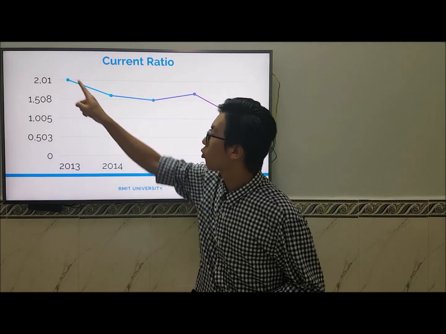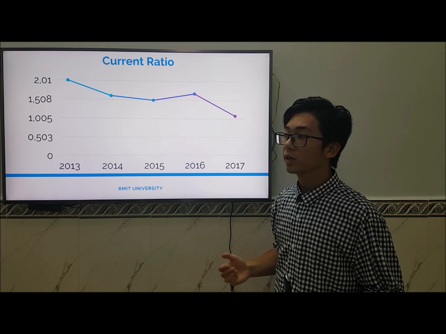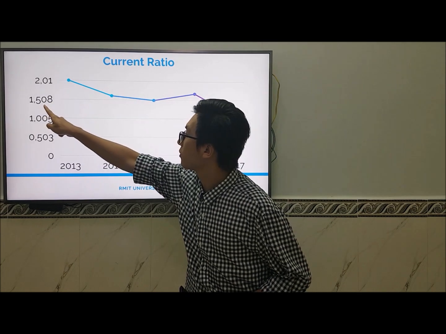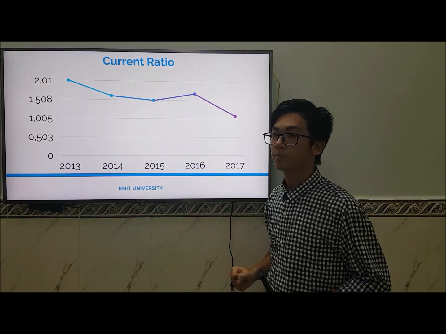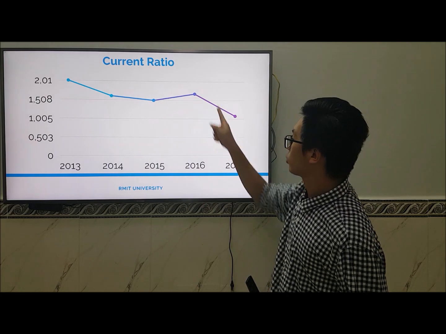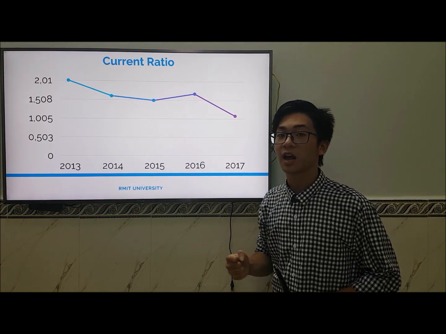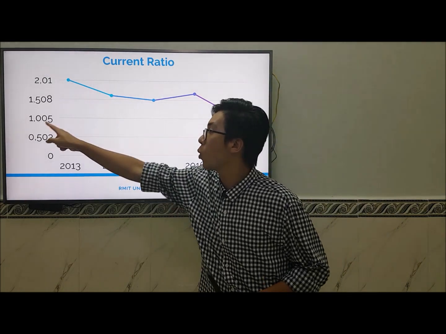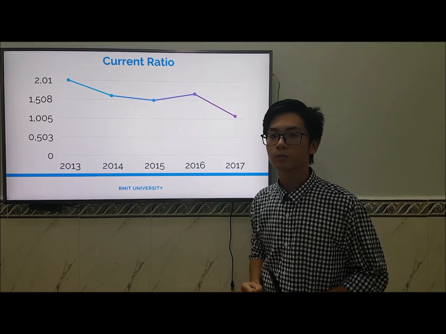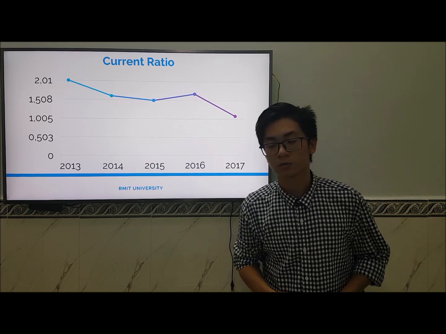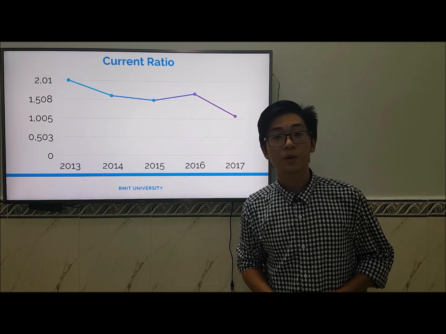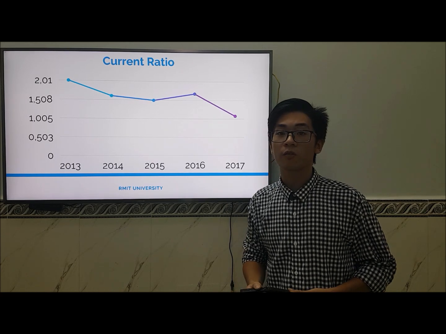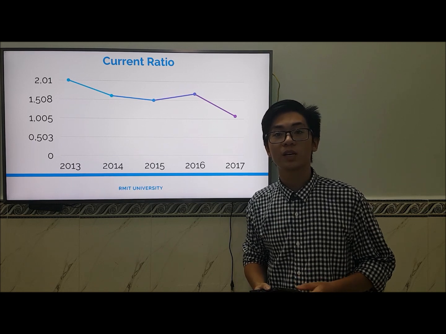Starting with 2.01 in 2013, it experienced a gradual decrease to just about 1.508 in 2015. A slight increase happened in 2016, but after that, another significant drop in 2017 to just above 1.005. Now, the current ratio is chosen to analyze because it provides a company's ability to pay off the long-term and short-term obligations.